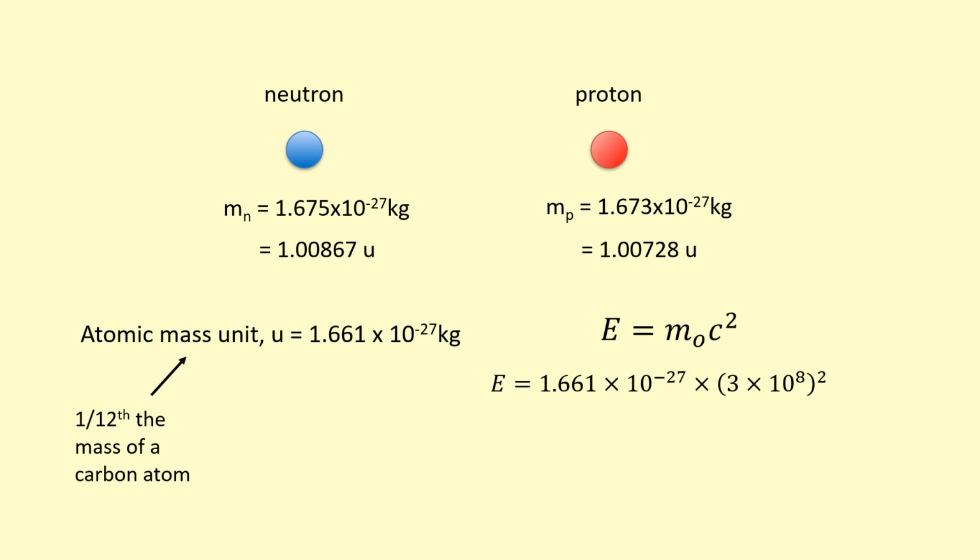I'm going to divide that by 1.6 times 10 to the power minus 19, and that gives me 9.3 times 10 to the 8 electron volts. And now that's a bit big in terms of electron volts anyway. So I'm going to turn it into mega electron volts by dividing this by 10 to the 6. So I get roughly 931.5 mega electron volts. So 1 U corresponds to an energy of 931.5 mega electron volts, and you can find this in your data sheet.